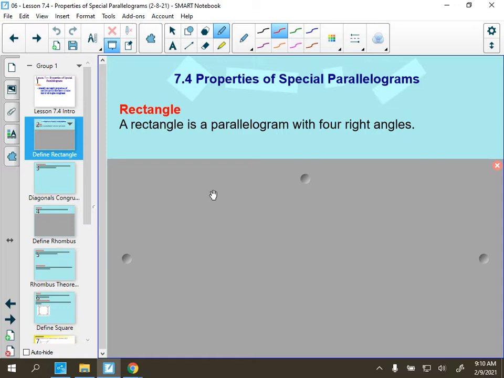So rectangle, by definition, make sure we add this, a parallelogram. The reason we're defining everything as a parallelogram is we don't have to say all those same properties about parallelograms that we already learned in the previous lessons. We're saying, hey, this is a parallelogram, but now we're being a little bit more specific and saying, all right, it's got the 4 right angles.